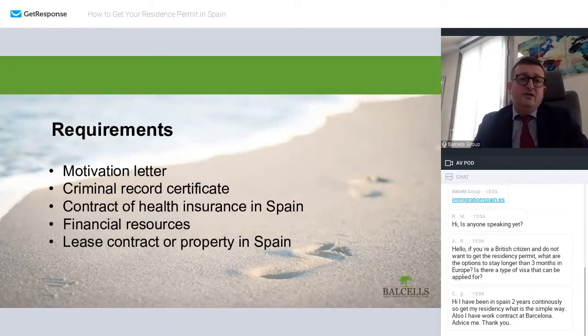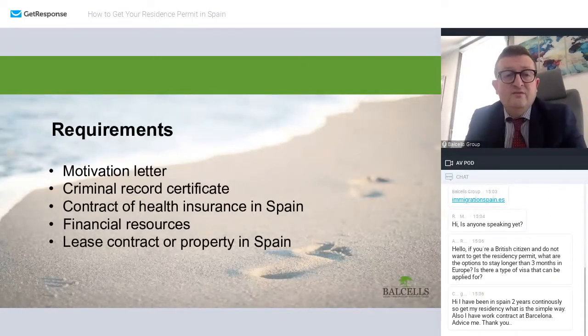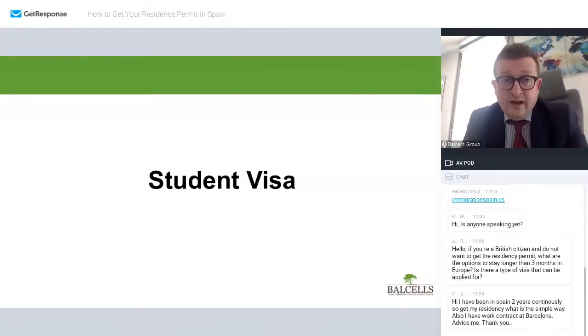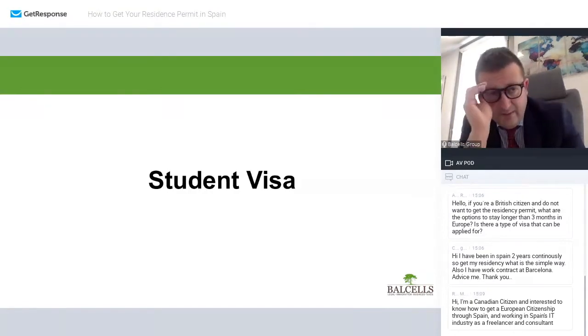Plus, if you have regular incomes, such as dividends, rentals, whatever, you can also include them in this financial resources proof. And you need to have an address, or you need to explain on the motivation letter where you are going to live in Spain. As I said, this is general today. Then later on, you can ask questions. 10 questions we will answer. And if not, you send us an email.